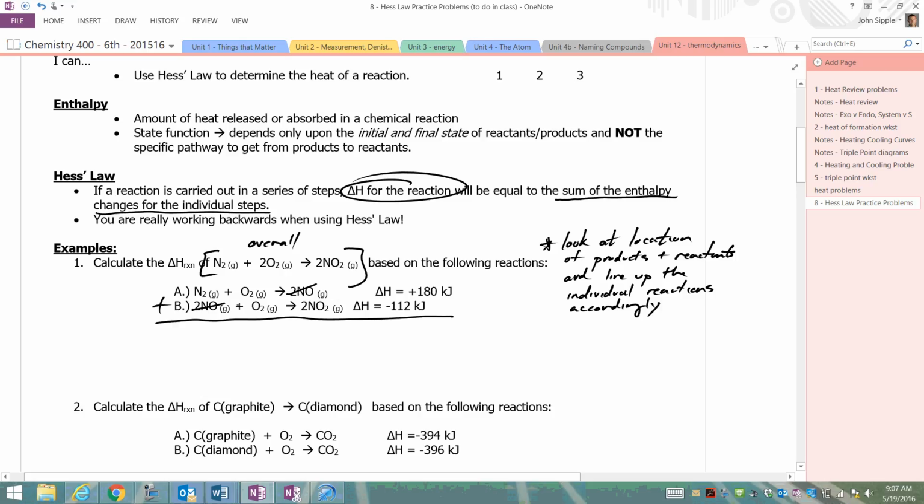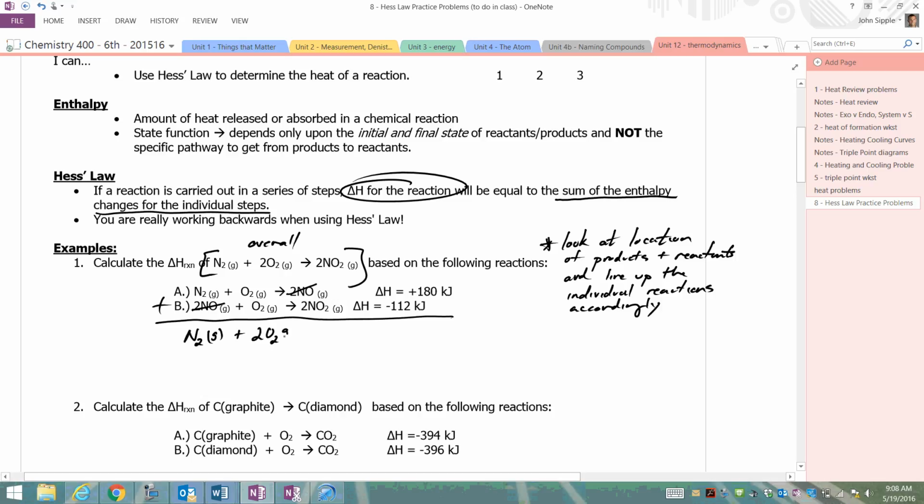So there's no other ones that cancel out. So we're just going to add what's together on the reactant side. So over here, we've got N2. Right? And how many O2s we got? 2.